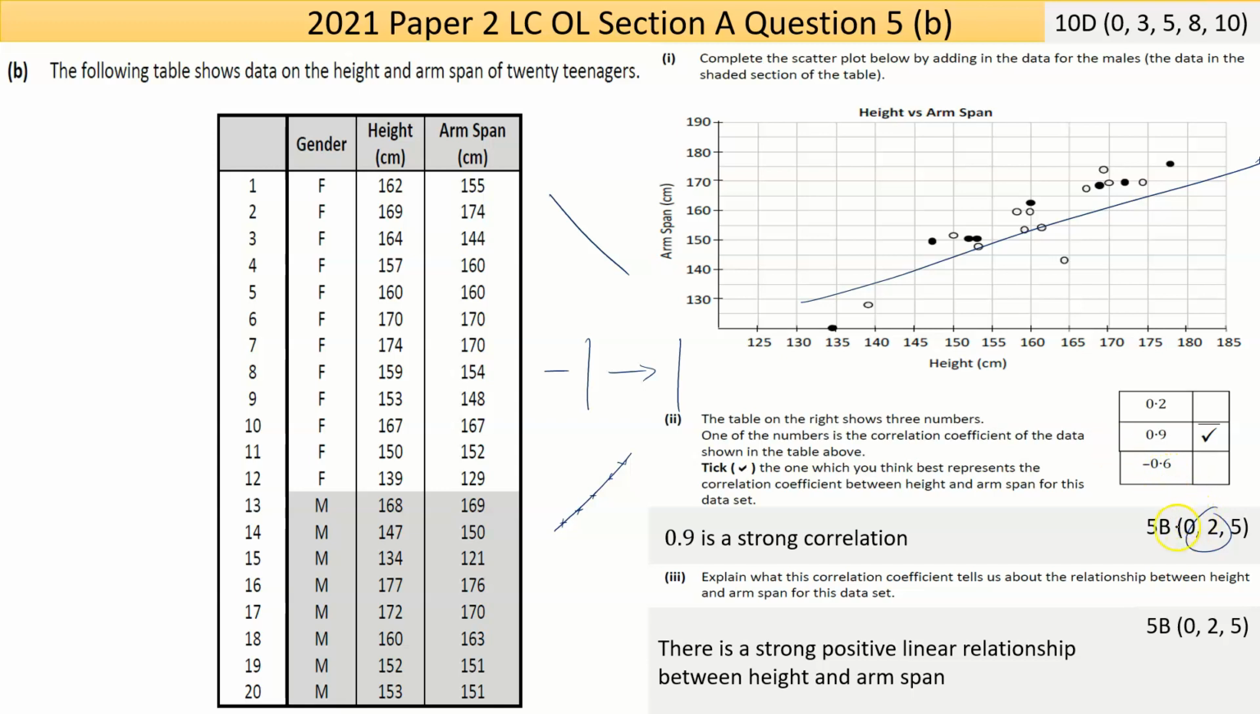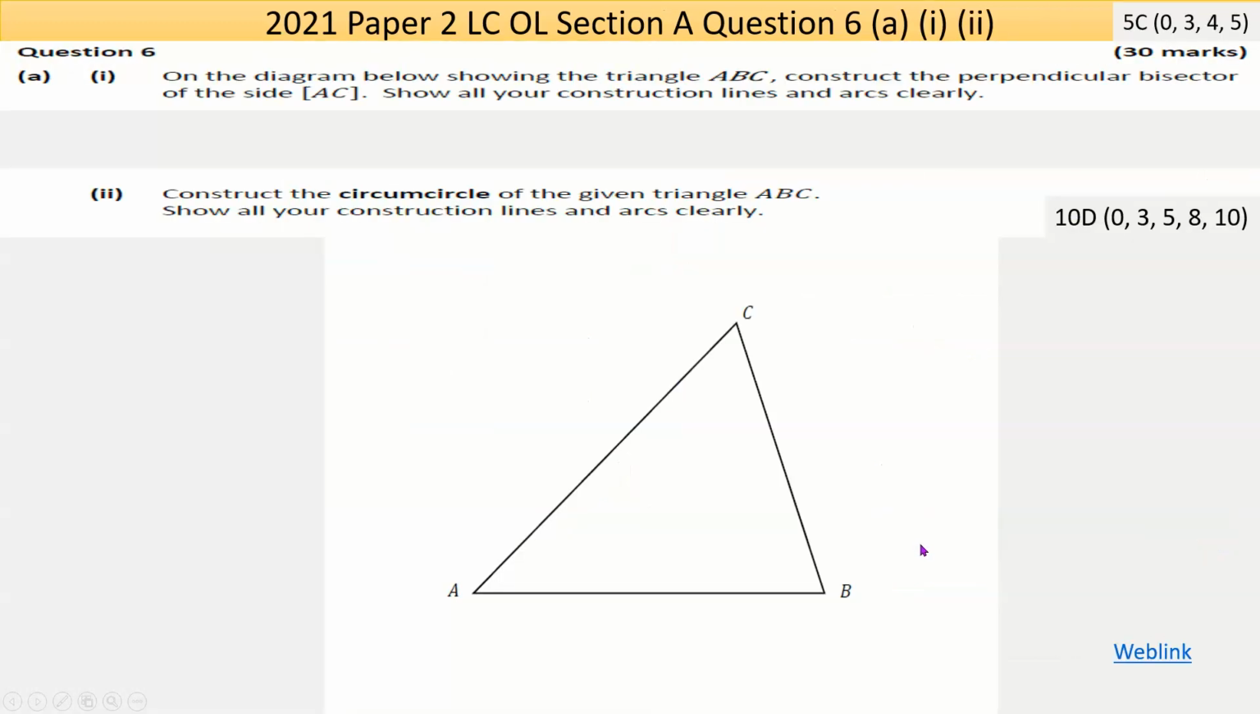It's not going down. And it says, explain why this correlation coefficient tells us about the relationship between height and arm span. And simply put, there is a positive correlation between height and arm span. Now, positive would be this. There's a strong positive. Okay. If it was 1, it would be a perfectly positive linear relationship, which in the real world is rare. Biology doesn't work like that. Anyway, look, that's question 5. I think that's the end of it.